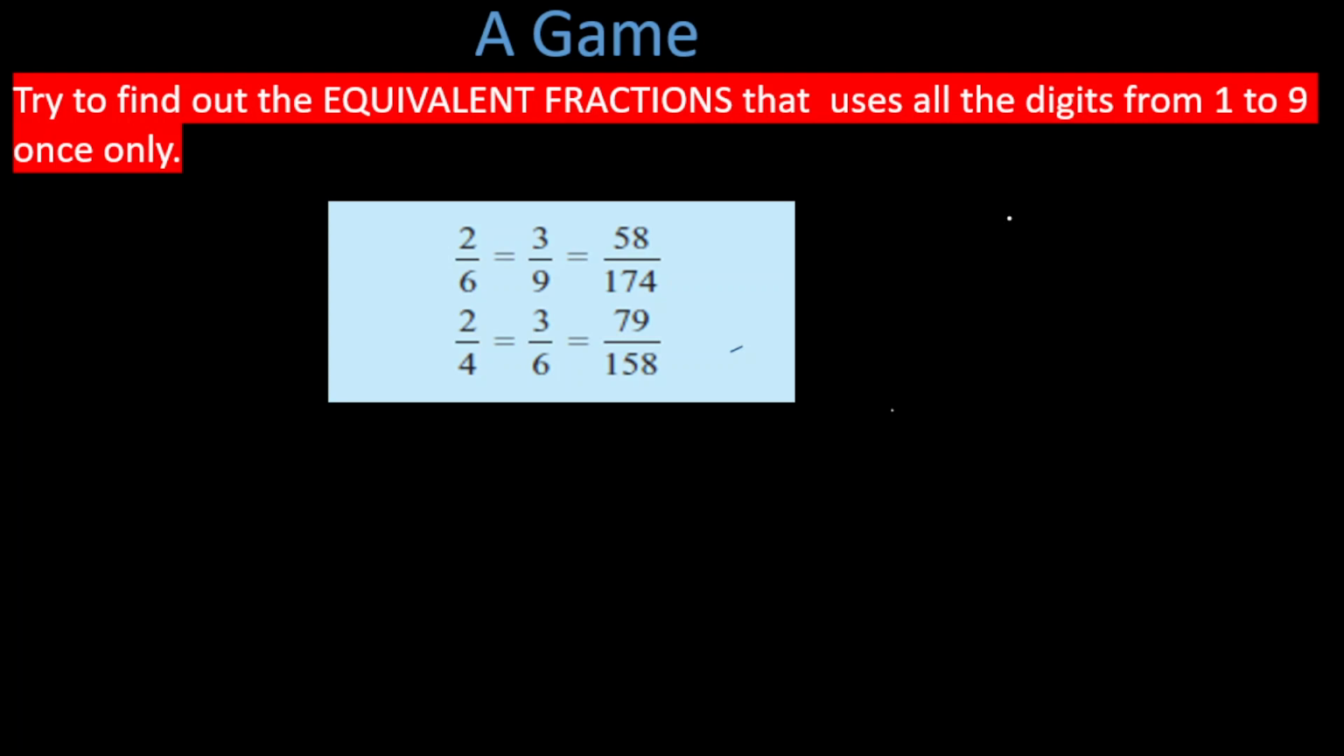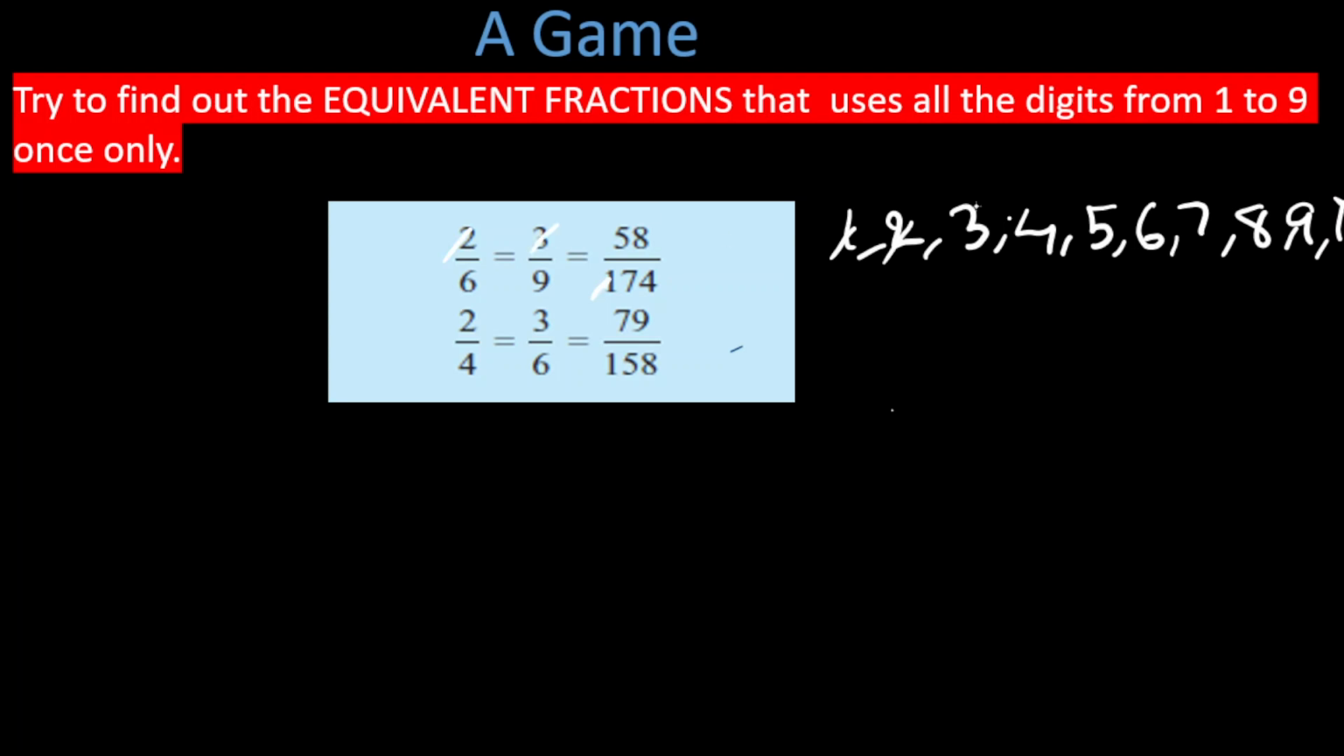Let me check whether these equivalent fractions contain numbers from 1 to 9 or not. Let me check this. Here this is containing 1, 2, 3, 4, 5, 6, 7, 8, 9. Yes. These are the equivalent fractions, and these numbers are not repeated.